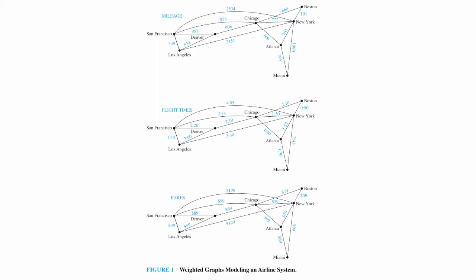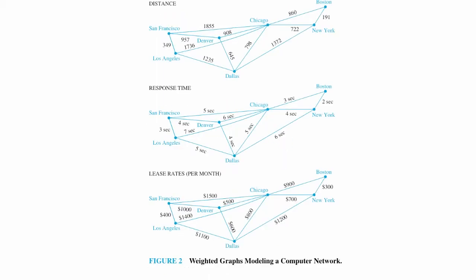Figure 1 displays three different assignments of weights to the edges of a graph, representing distance, flight times, and fares, respectively. Graphs that have a number assigned to each edge are called weighted graphs. Weighted graphs are used to model computer networks. Communications cost, the response time of the computer over these lines, or the distance between computers can all be studied using weighted graphs. Figure 2 displays weighted graphs that represent three ways to assign weights to the edges of a graph of a computer network, corresponding to distance, response time, and cost.